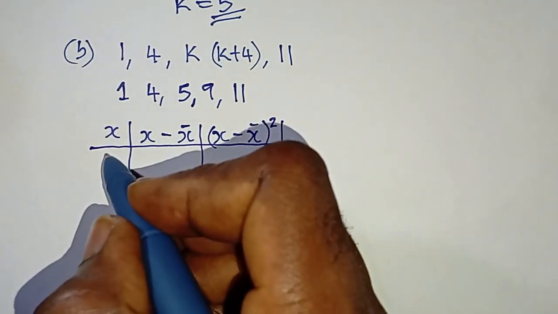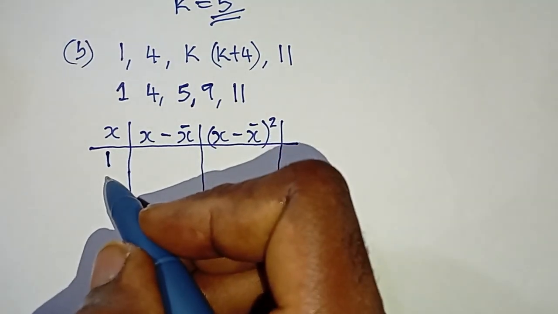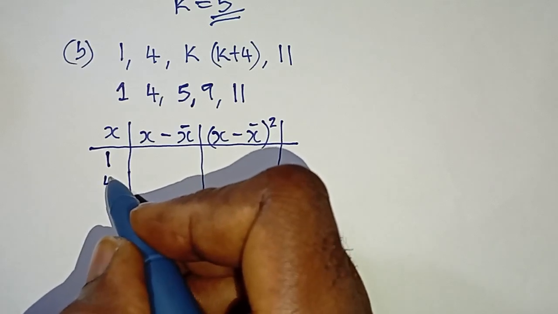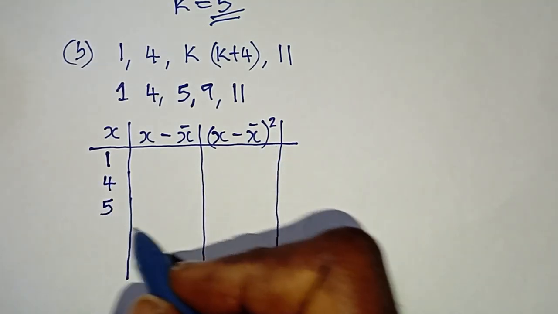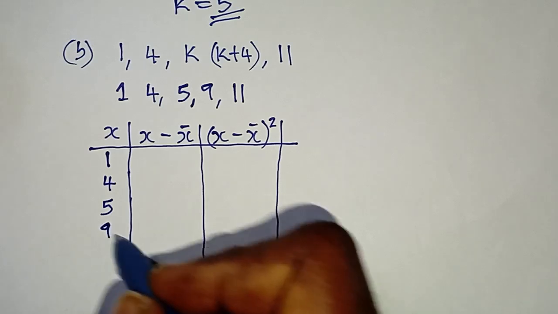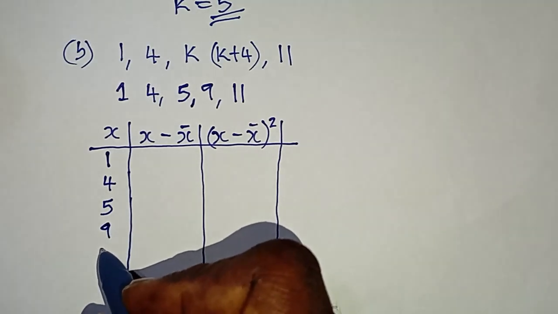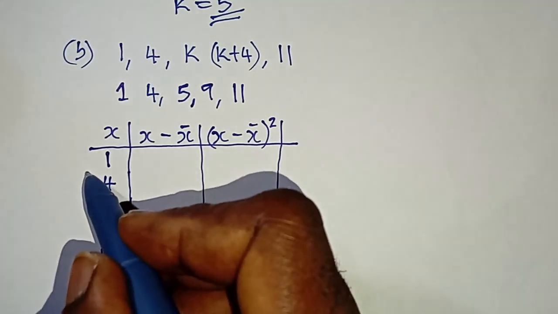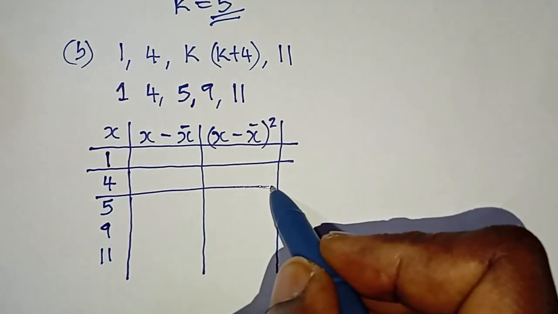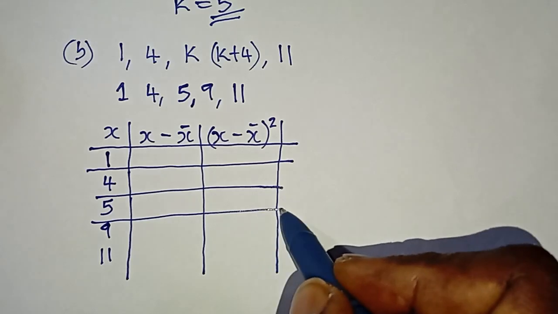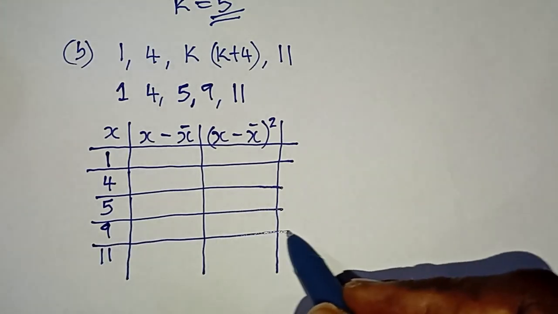So the values are 1. Let me write it now. 1, 4, 5, 9, and 11. So these are the numbers. So let me rule the lines for clarity.